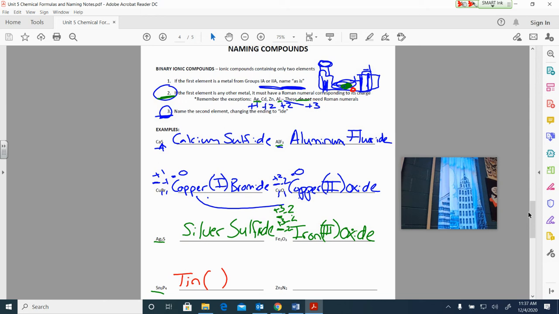The second element is phosphorus on the periodic table. P is phosphorus. But I know with my rule number 3 that I'm going to have to change its name to phosphide. So phosphorus becomes phosphide.